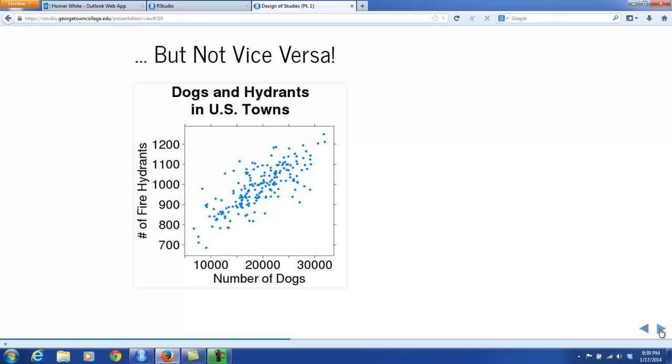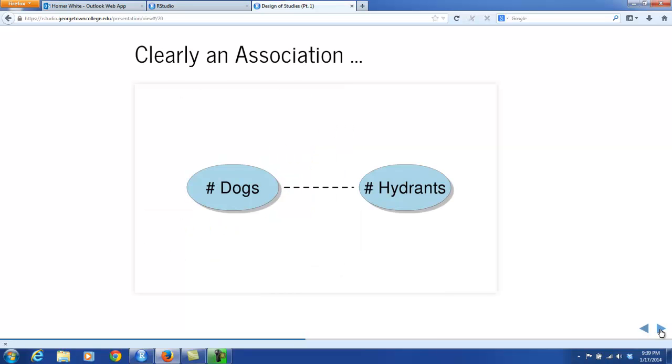So that's an association if we ever saw one. But does it mean that one of the variables has to cause the other? For example, do we really think that the number of dogs in a town causes the number of hydrants in the town to be what it is, even partially? I mean, do dogs somehow get together and lobby the mayor for more hydrants so they can pee on them? I don't think so. We also don't think that the number of hydrants causes the number of dogs.